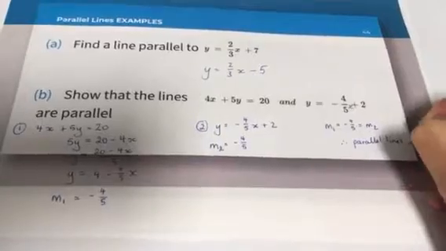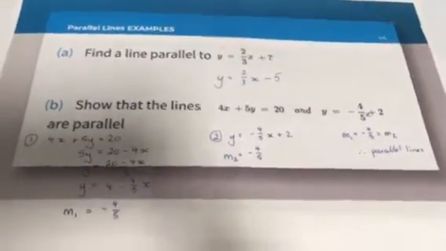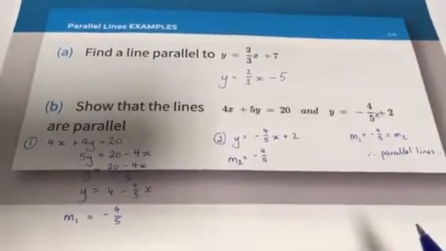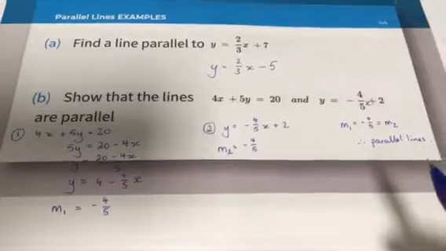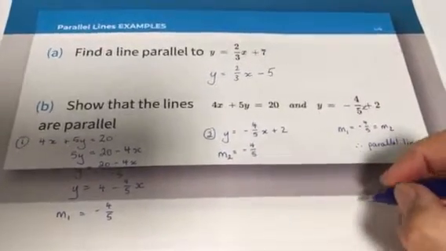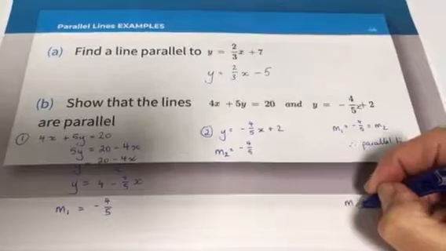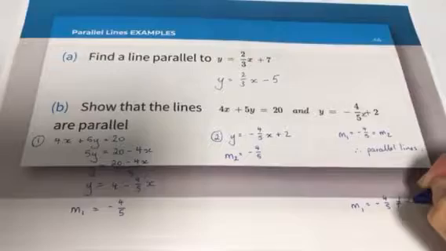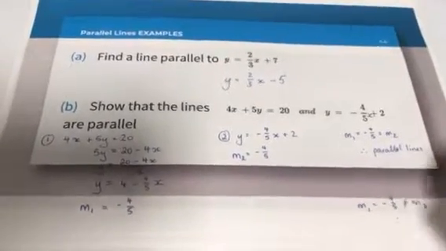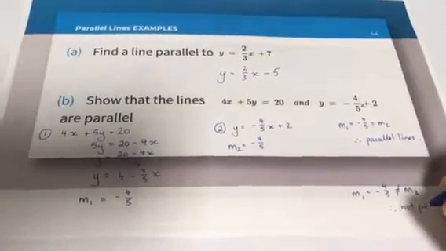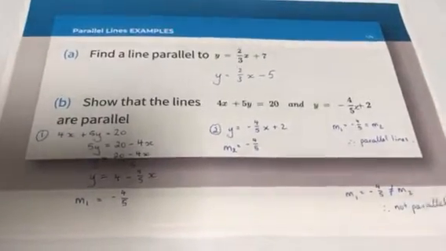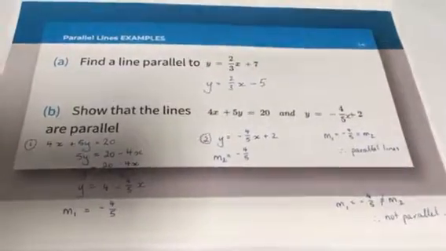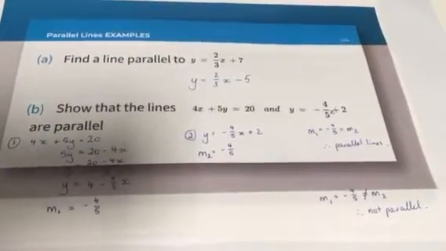I guess at this point it's interesting to note that if for some reason when I worked out the second gradient of a line they were not equal, I would write something like, m1 equals negative 4/5, which does not equal m2, therefore not parallel. So I suppose that would happen if I had a different equation in this position. So I guess that's good to pay attention to.